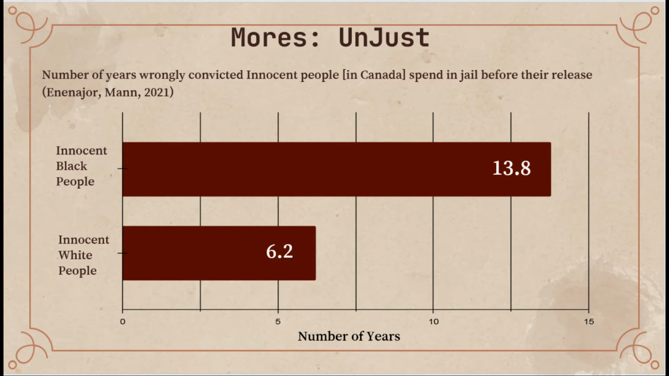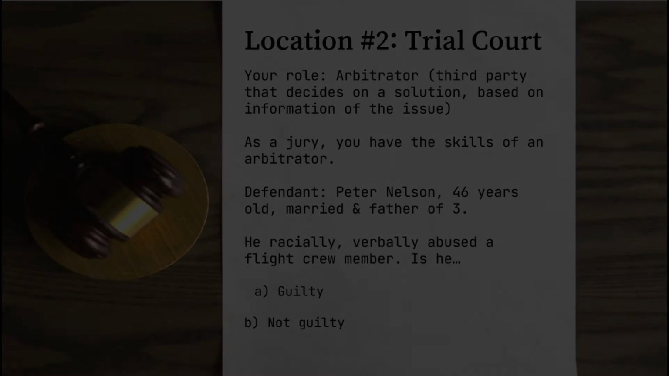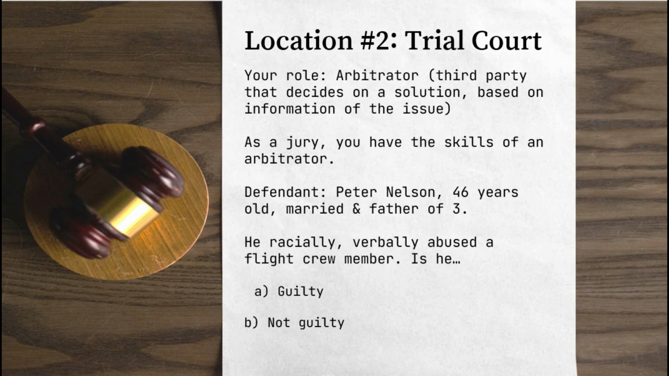The number of years wrongly convicted innocent people spend in jail before their release. This statistic shows that innocent black people are imprisoned 45% longer than innocent white people. This proves that Canada's criminal justice system is not all about justice. There's clearly racism. Okay, we are at a trial court.